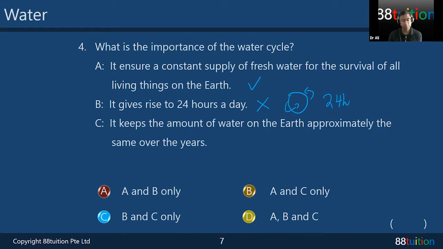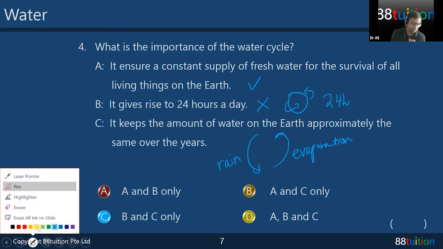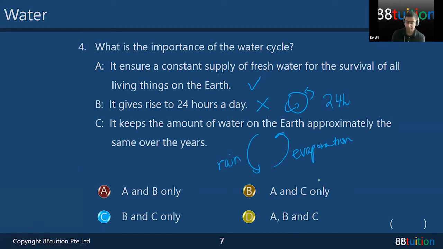What else? Does it keep the amount of water on Earth approximately the same over the years? Yes, because you have a cycle. You have water that goes up, comes down, keeps it in a cycle. So it's actually recycled. Water goes up, you remove water from the sea, it gets back down by rain. Okay, so you got rainwater, you got evaporation. And this cycle helps to keep the amount of water on Earth approximately the same over many, many years. So the answer is A and C only, which is B. Okay.